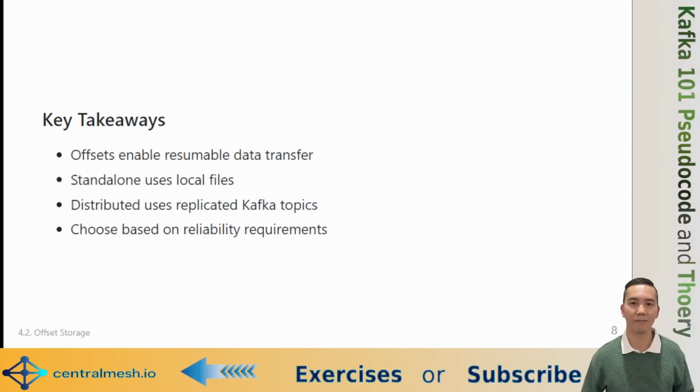Let's summarize what we have learned in this lesson. Offsets are how Kafka Connect remembers its progress and allow connectors to resume processing after restarts or failures. In standalone mode, offsets are stored in a local file. This approach is simple and works well for development, but lacks high availability and fault tolerance. In distributed mode, offsets are stored in a replicated Kafka topic, providing durability, automatic failover, and horizontal scalability. The connect-offset topic uses log compaction so that only the latest offset for each connector task is retained, keeping the topic efficient while preserving the most recent state.